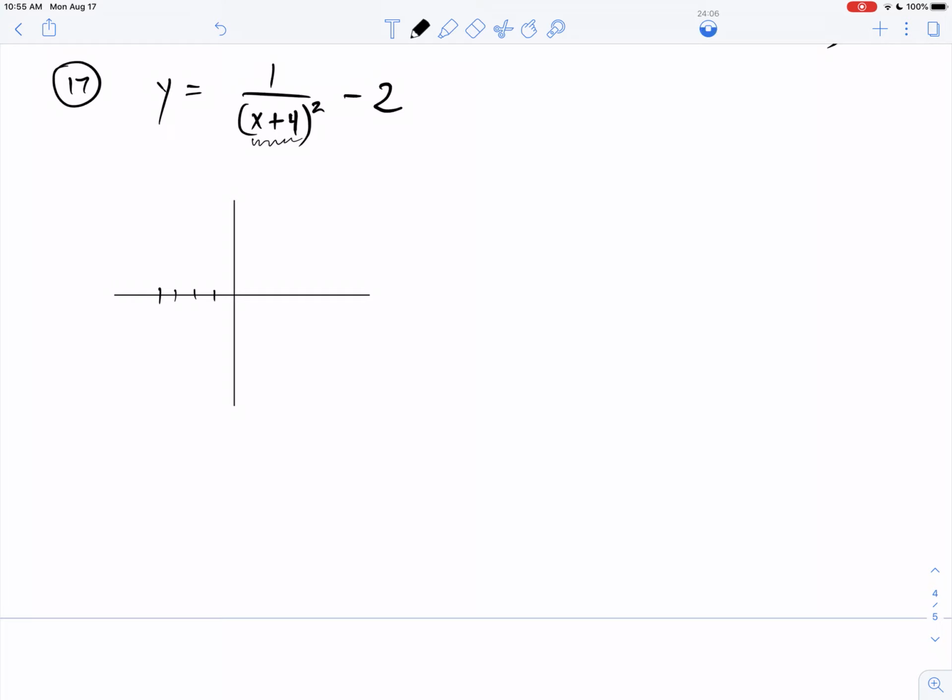And how do you know what motion it is? It's always the opposite, or what you'd have to plug in to make that thing say 0. So at -4, there is a vertical asymptote, which is a boundary line. That's what an asymptote is. Down 2. There is another asymptote. But this guy does not exist like a 1 over x graph.